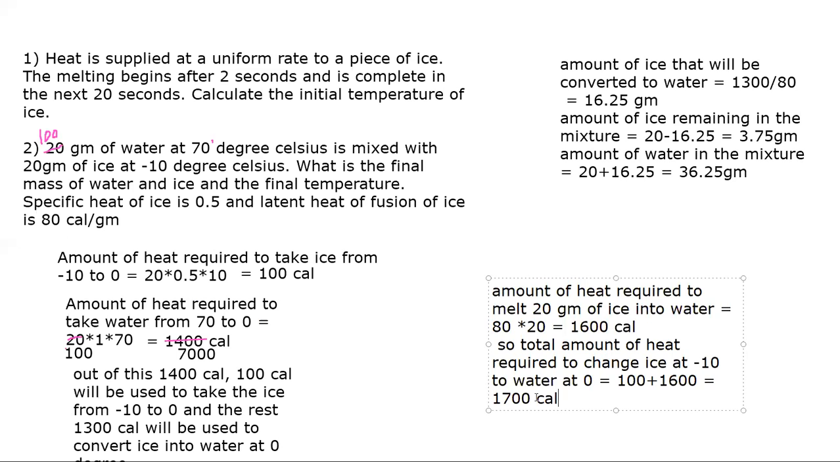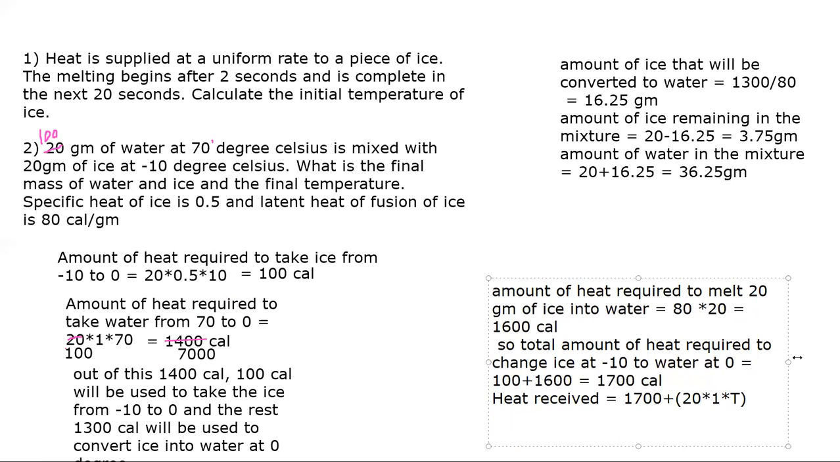Let that final temperature be T. So the heat received will be equal to this 1700 plus 20 gram of ice, now converted into water, so specific heat 1 into T minus 0, which will be T. Okay, so you see that this is the total amount of heat received, right?